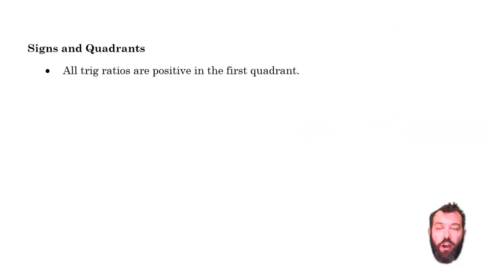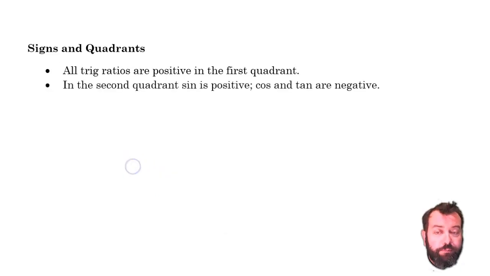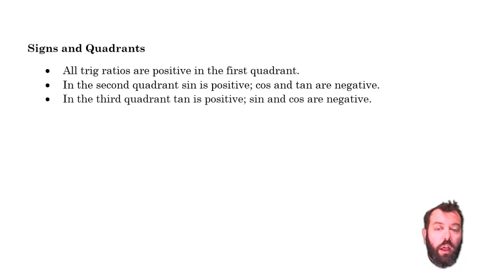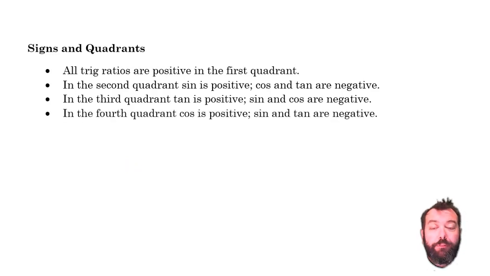Now, signs and quadrants. We're talking about the signs of trig ratios in various quadrants. So, all trig ratios are positive in the first quadrant. Only sine is positive in the second quadrant. Cos and tan are negative in the second quadrant. Only tan is positive in the third quadrant. Sine and cos are negative. And in the fourth quadrant, only cos is positive. Sine and tan are negative.